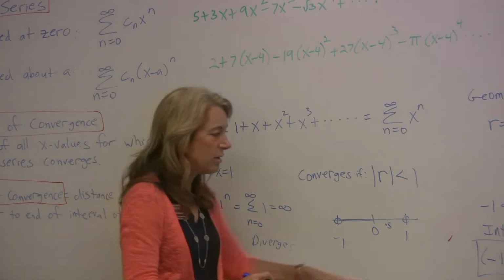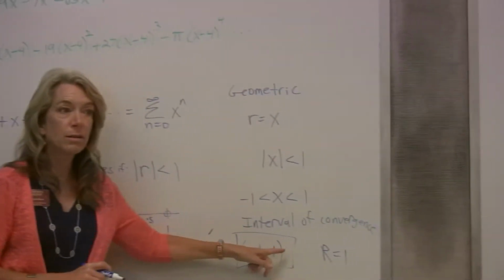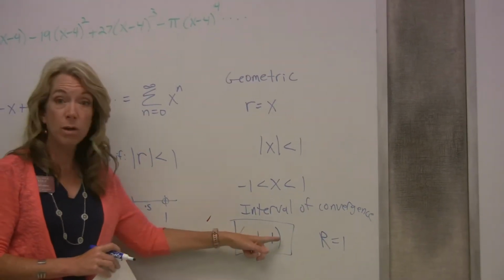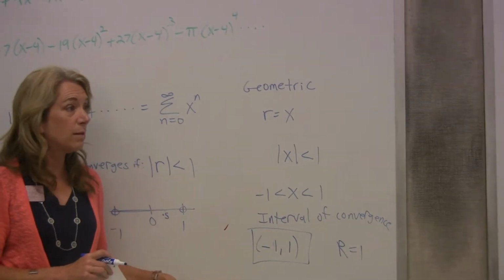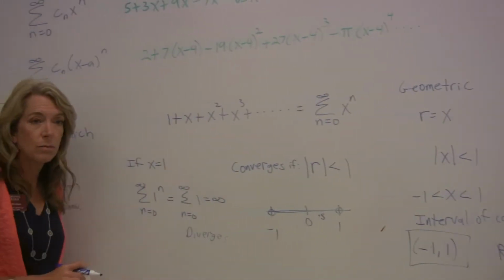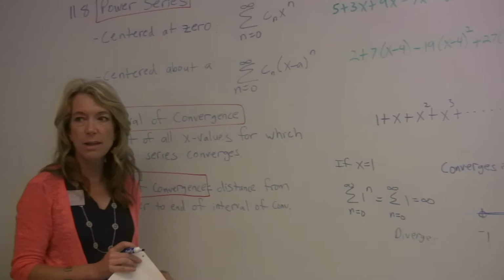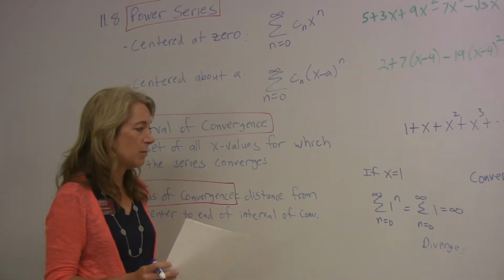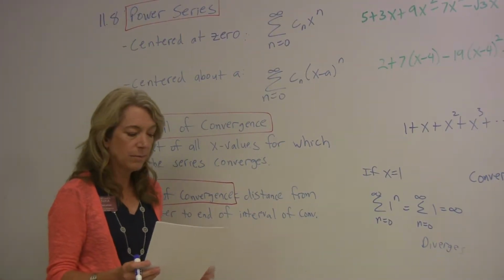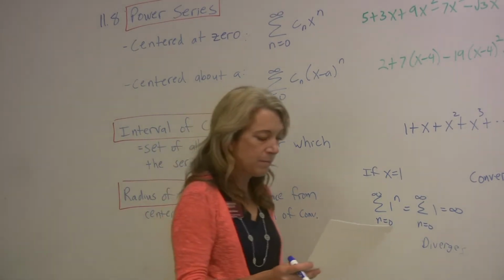If it diverges, then we're not going to include that endpoint. But if this one had converged, we would include it. So that's what I mean by checking the endpoints. This one's actually kind of boring. Neither one works on -1 or 1. I'll show you on some other ones where it's a little more interesting. But you always want to check them.